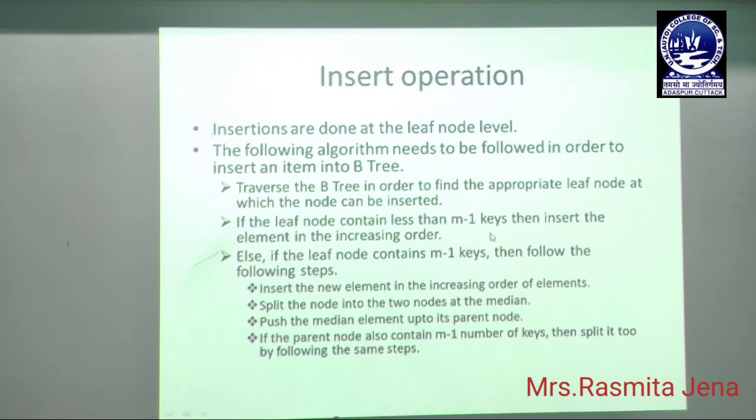M is the order of the B tree. If it contains less than m-1 keys, then we can insert the element in increasing order. Else, if the leaf node already contains m-1 keys, that means there is no space for the insertion of the new node, then follow the following steps. That means if the node contains less than m-1 keys, the insertion procedure is very simple. But if the node already contains m-1 keys, then follow the following steps.